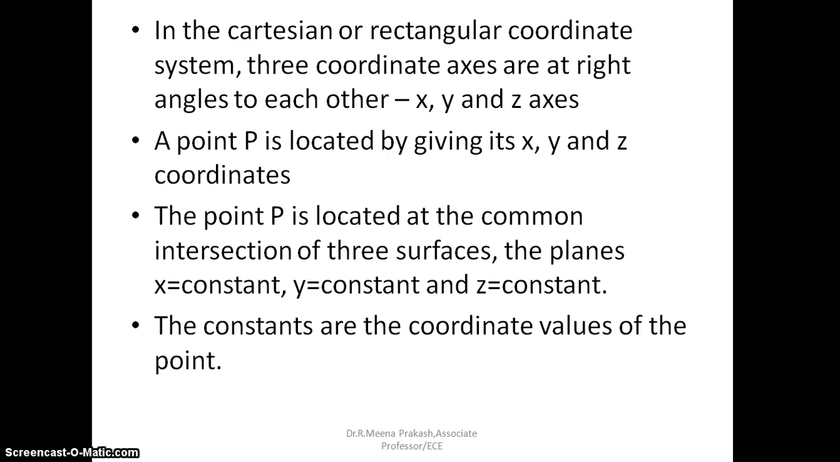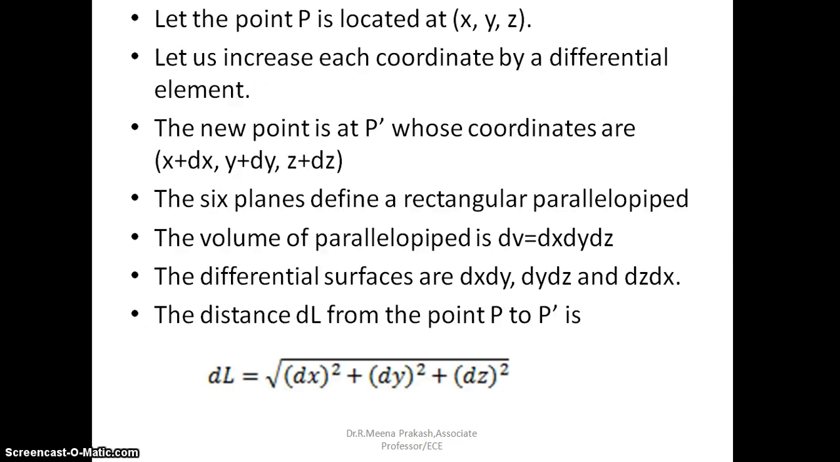Say the x coordinate is 5, the y coordinate is 3 and the z coordinate is 2, the point is represented as (5, 3, 2), where 5, 3 and 2 are the distances along the x axis, y axis and z axis respectively. So the point is located at the common intersection of three surfaces, the planes x equal to constant, y equal to constant and z equal to constant. The constants are the coordinate values of the point. Say x equal to 5, y equal to 3 and z equal to 2.